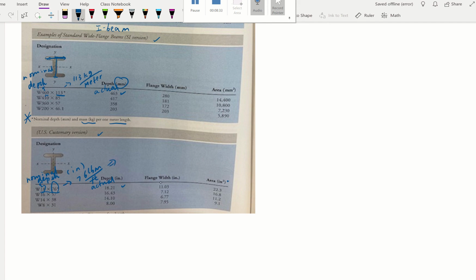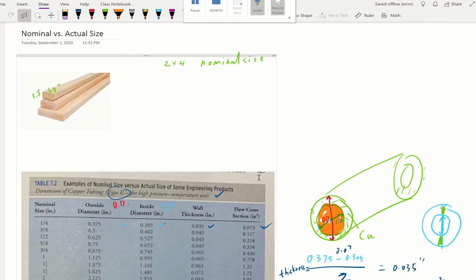Remember we learned before, 1 pound mass is 1 pound force. So that means if you convert the mass to weight, that's 76 pound force per foot. Okay, so that's the I-beam. Through this couple of examples, hopefully we understand the nominal versus actual size.